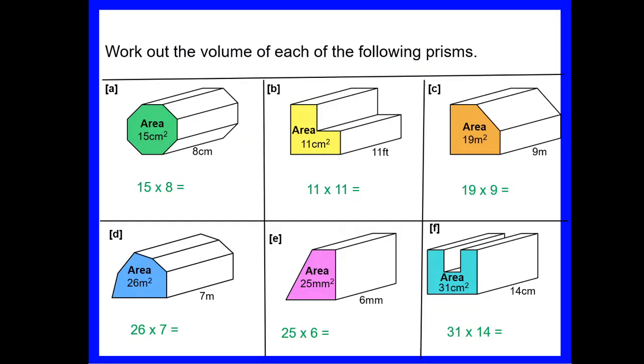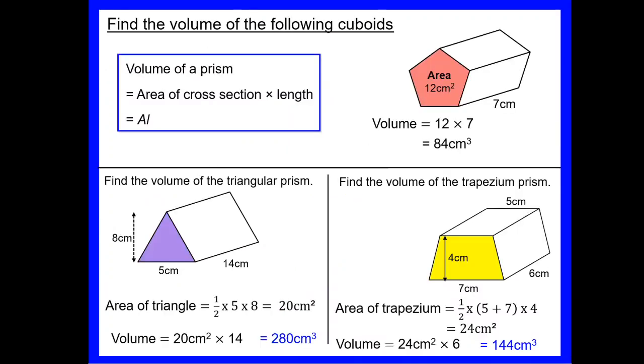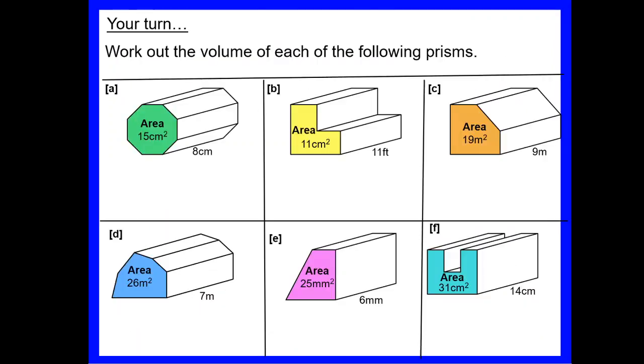Okay, so for this first one then, you need to work out the volume. Okay, so have a go at finding the volume of those. So you've been given the area of the cross section. You just need to multiply area and length to find the volume of those prisms. Pause the video, have a go now.